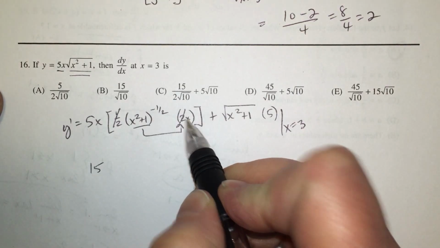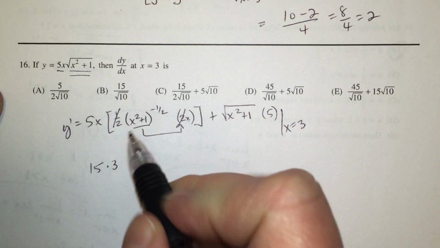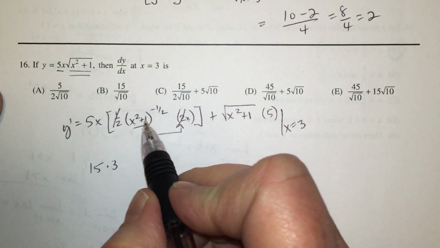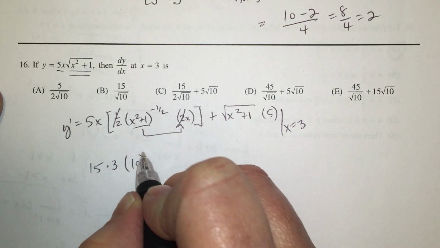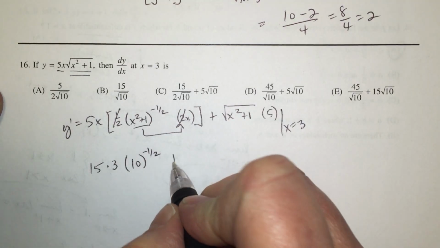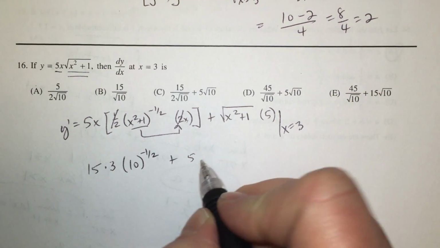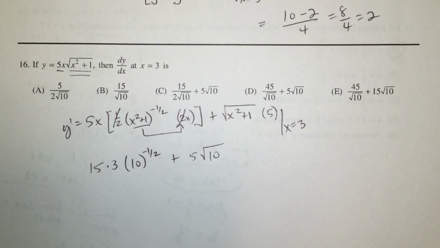So I've got another x right there, which is 3. And then I'm going to have 3 squared, which is 9, plus 1 is 10. So I'm going to get 10 to the negative 1/2 power, and then I think I have everything in that first term. So then I go to the second term, and I have 5 times the square root of, again, that's going to be a 10 right there.